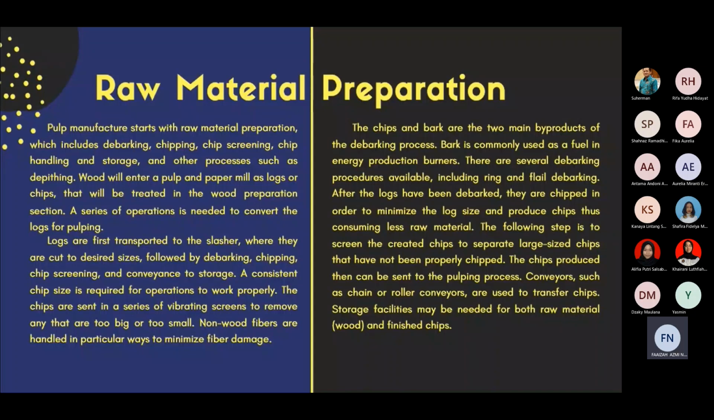The following step is to screen the created chips to separate large-sized chips that haven't been properly chipped, and the chips produced can then be sent to the pulping process. Conveyors such as chains or roller conveyors are used to transfer chips, and storage facilities may be needed for both raw material, wood, and finished chips.